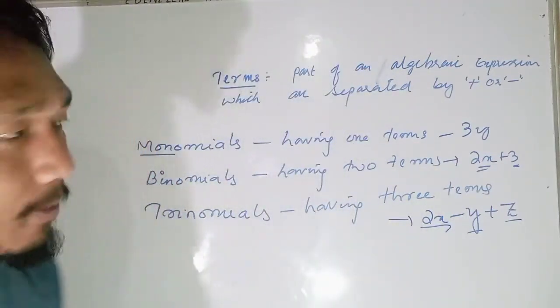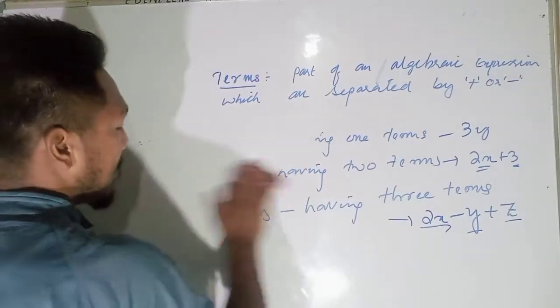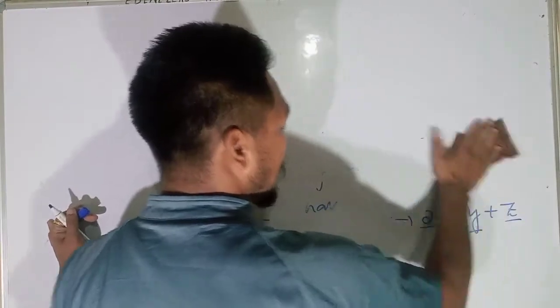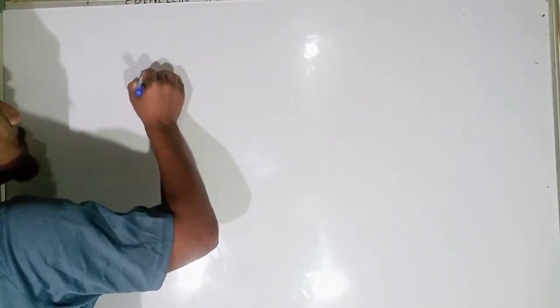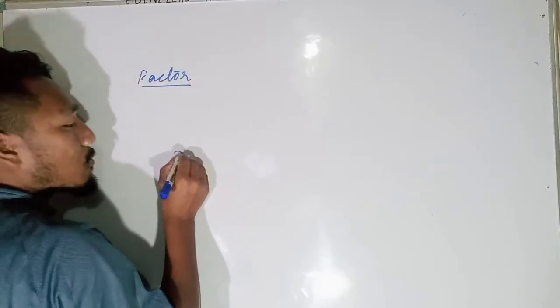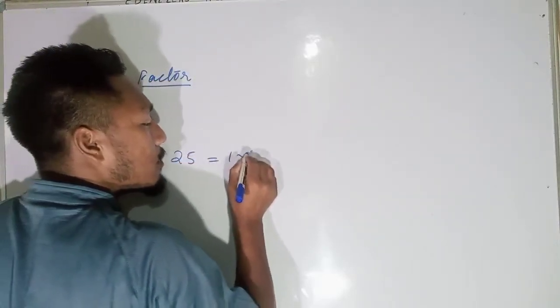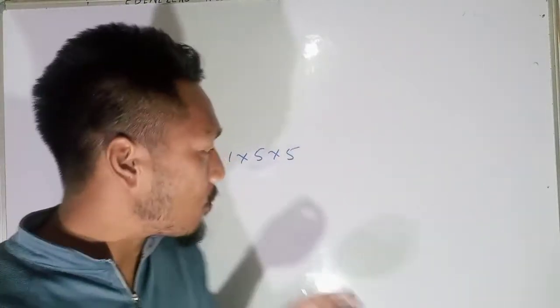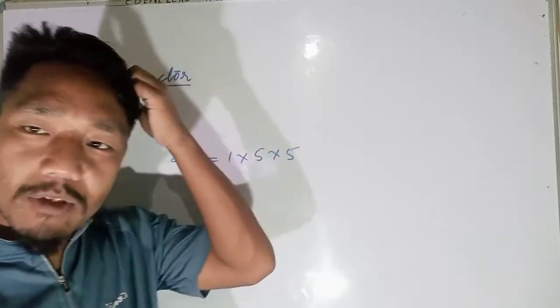Now let's talk about the next topic. That is what we call factors. Factors literally means multiples. When two or more numbers or literals are multiplied with each other, that is what we call factors. If we talk about the factors of 25, what is it? We know that 1 into 5 into 5. These are the factors.